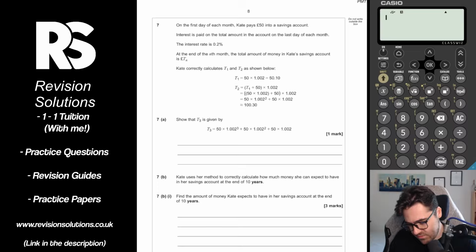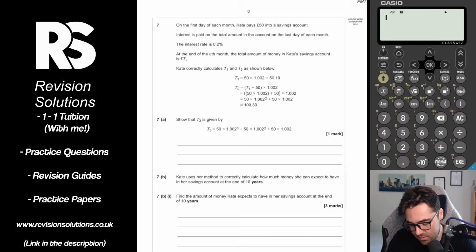Going for question 7, it says on the first day of each month, Kate pays £50 into a savings account. Interest is paid on the total amount in the account on the last day of each month. The interest rate is 0.2%. At the end of the nth month, the total amount of money in Kate's savings account is T_n, and she's correctly calculated the first 2 installments of her interest. It says, can we calculate the third installment?